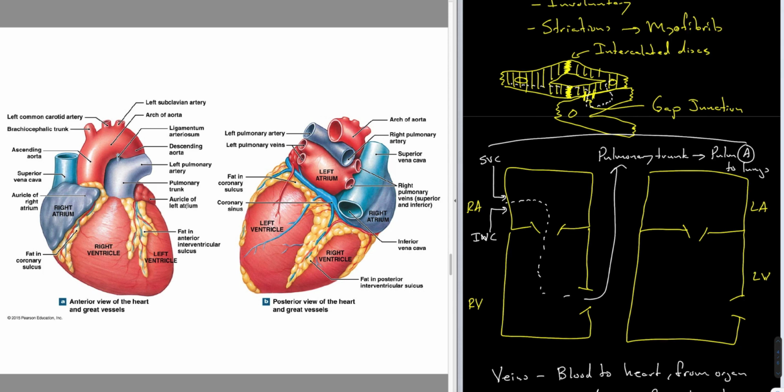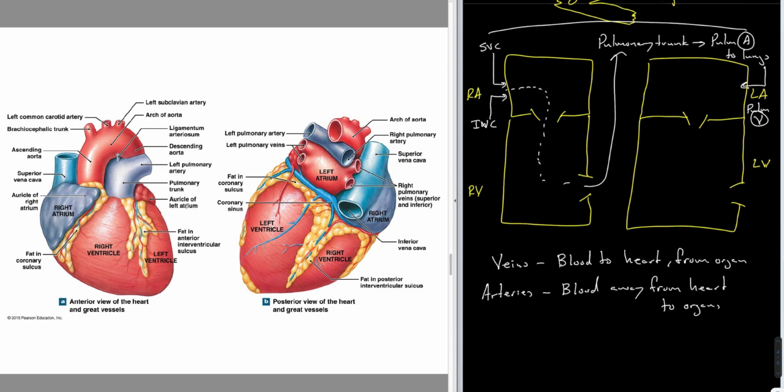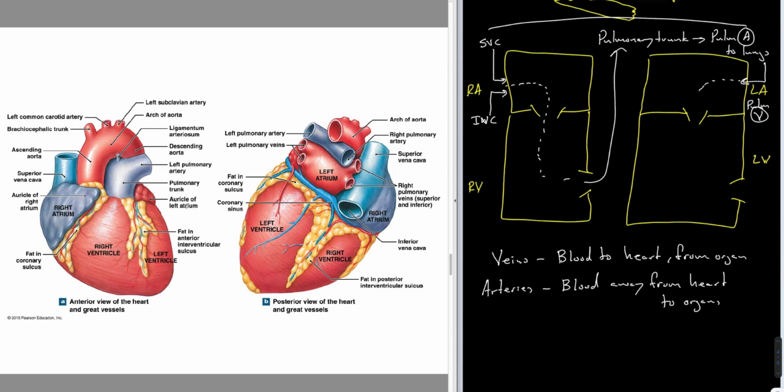From the lungs, we're going to now bring the blood back to the left side of the heart. And these are called the pulmonary veins. As the blood enters the left side, from the left atrium it travels to the left ventricle, and heads out the left ventricle through the aorta. And this will now deliver blood back to the body.